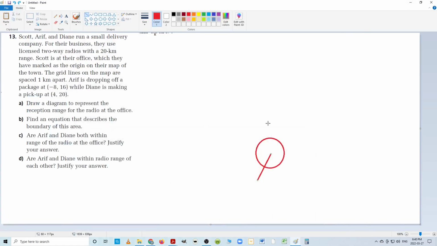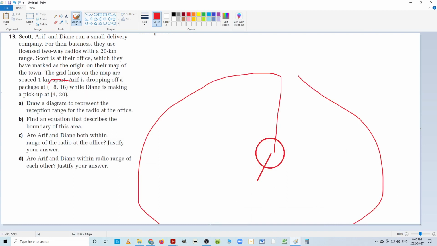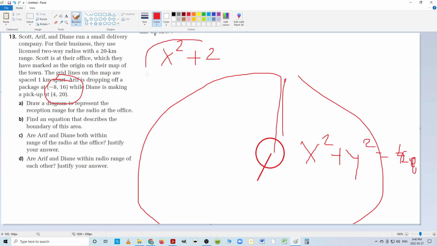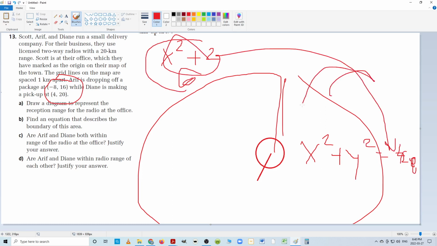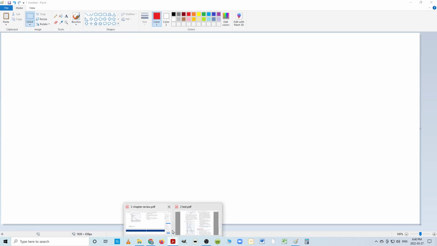But the point is, if his radio range is 20, it will form a circle. And you have to find if these are within the circle. If you put them in the formula, what's 20 squared? So his radius squared is 400. Any coordinate that I put in, if it comes up more than 400, it's outside the circle. Less than 400, it's inside the circle. Exactly 400, it's on the circle. That's how all circles work.